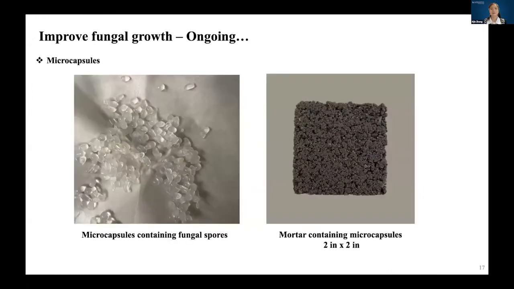And this is some ongoing research. We try to explore some strategies to improve fungal growth in concrete. This is the microcapsule containing fungal spores inside, and we introduce them into the Moda. In the future, we will investigate the self-healing efficiency here.